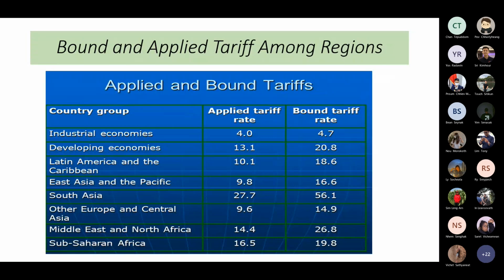Latin America and the Caribbean, the bound rate is more than 18%, while the actual rate is only 10%. So the tariff overhang is more than 8%. East Asia and the Pacific, the bound rate is more than 16%, while the actual applied rate is only 9.8%. So it means that the tariff overhang here is around 7%. South Asia, the bound tariff rate is more than 56%, while the applied tariff rate is only 27%. You can imagine how large the tariff overhang is for South Asia. And South Asia is the region that is dominated by India.